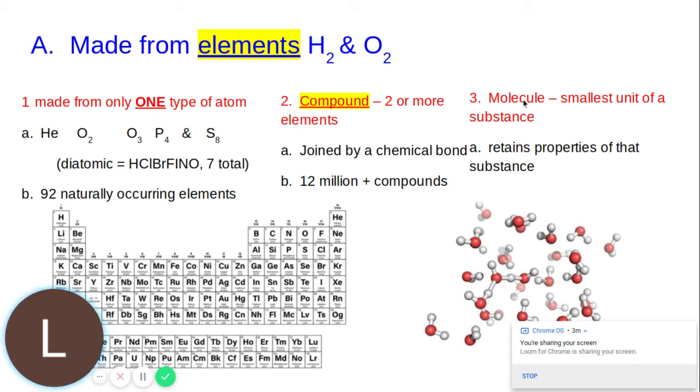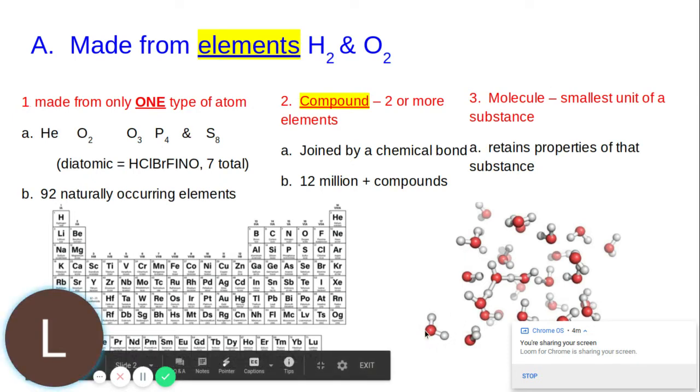And then a molecule, so 3 vocab words, right? Element, compound, molecule. A molecule is the smallest unit of a substance. So a molecule can be an element. Notice I called these diatomic molecules. It is a molecule because it's just the smallest unit of a substance, and it is also an element. This here is a molecule, but it is also a compound. So a molecule is just the smallest unit of any substance. It can be an element or a compound.